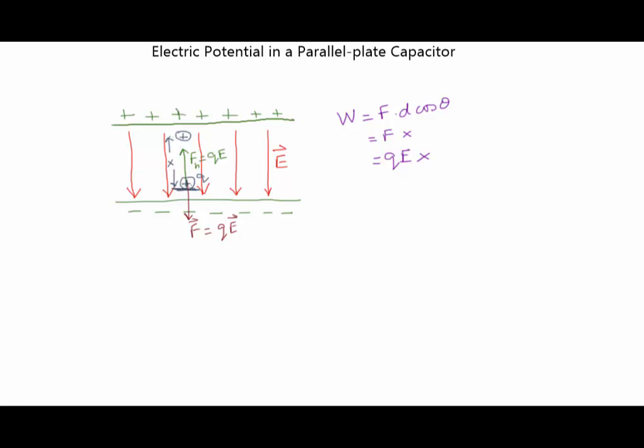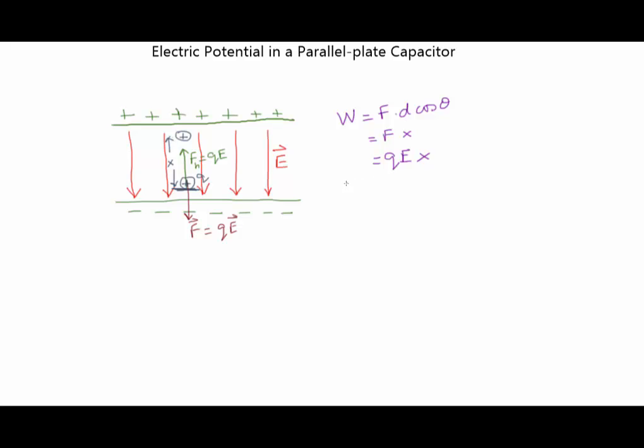Now, what does this work do? Similar to lifting something near the Earth, where the Earth is trying to pull it down, but we want to lift it up, we give it gravitational potential energy. In this case, we're giving this charge electric potential energy to move it from the initial point at the bottom here to the final point at the top.